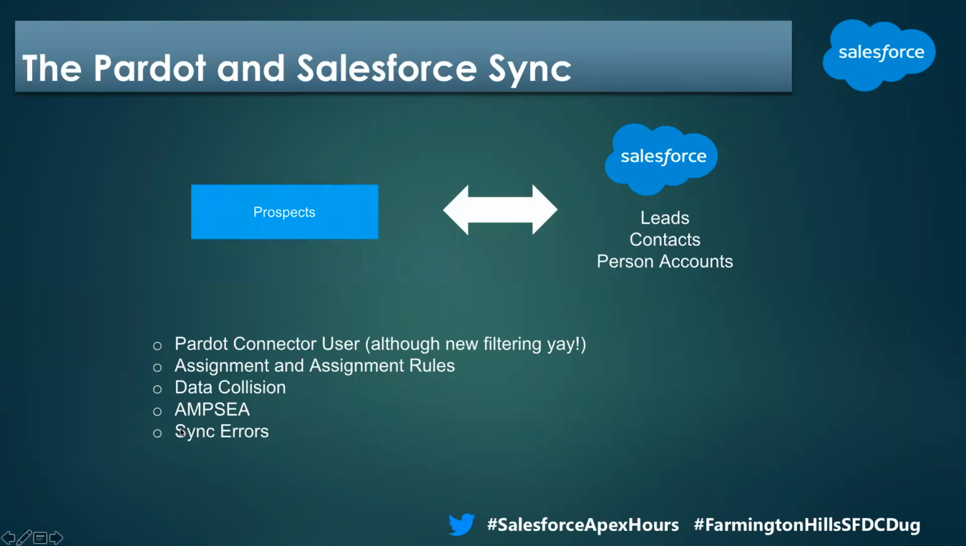We can now have multiple prospects with the same email address. That's what AMPSEA means here, which allows for a one-to-one sync. So if you have duplicate leads in Salesforce, you can also have duplicate leads in Pardot, which can obviously be an issue. So we'll come back to that later.